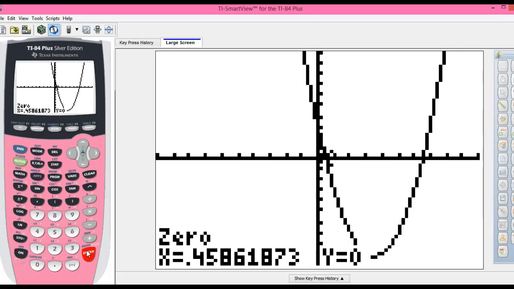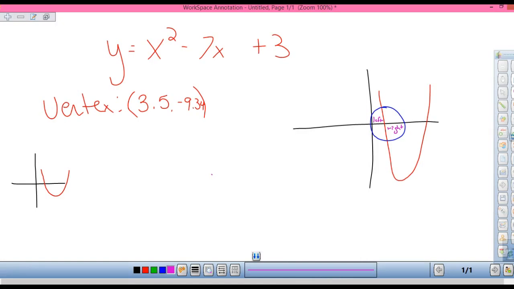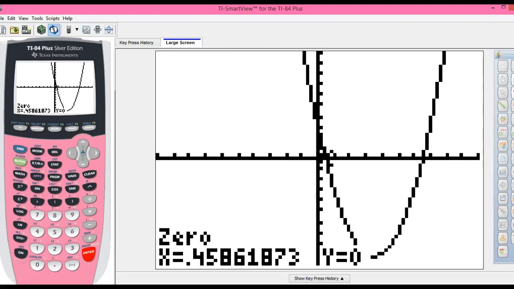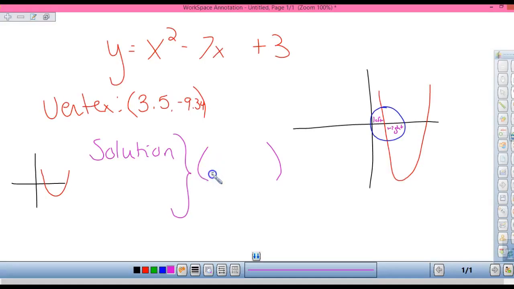Okay, so in this case, my 0 is what? No, we round to the nearest hundredth. Nearest hundredth. How do I round that to the nearest hundredth? 0.46, comma 0 would be one solution.